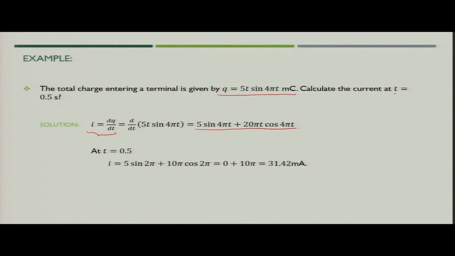Now, we have to calculate the current at time t equals 0.5 second. That means, in the current expression you have got, wherever you have time t, you simply replace it with 0.5 and solve the expression. So, here you will get current I equal to 31.42 milliampere.